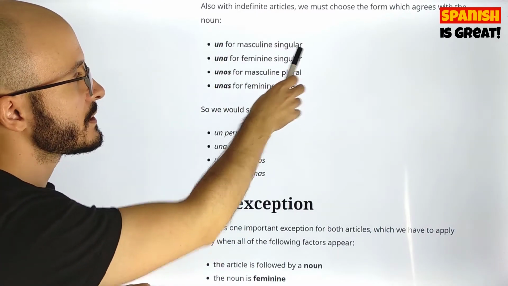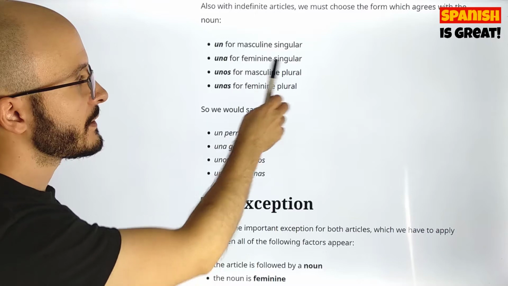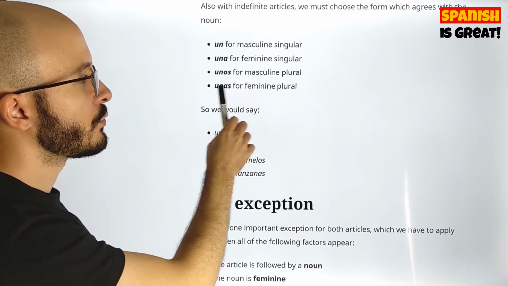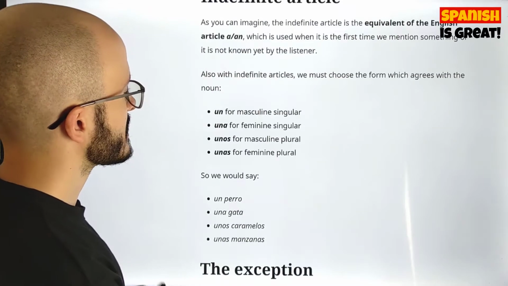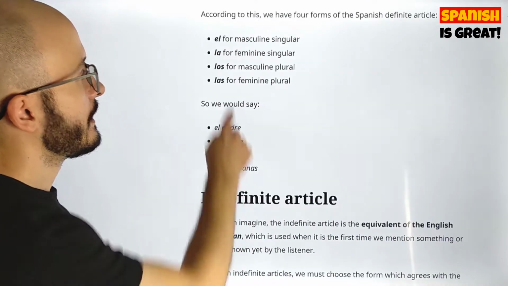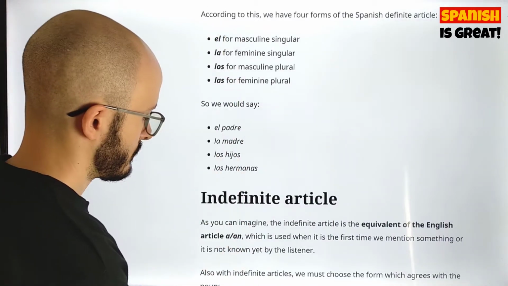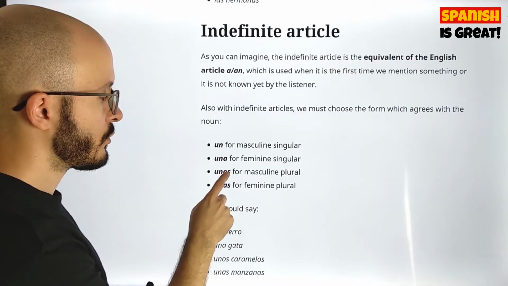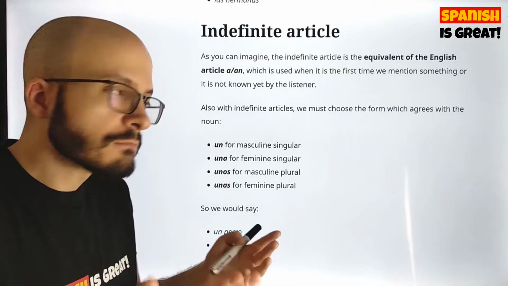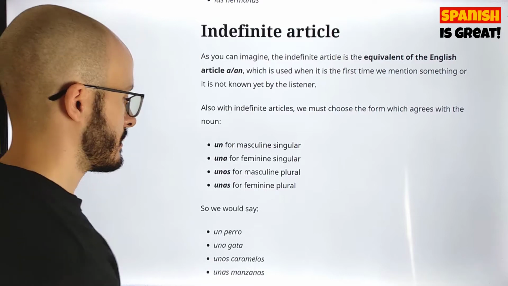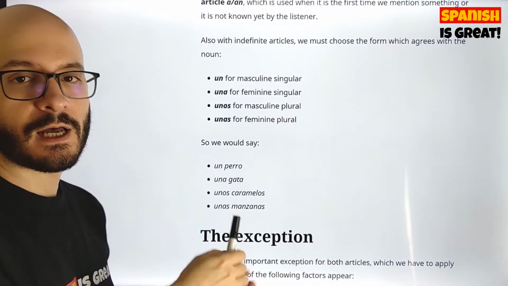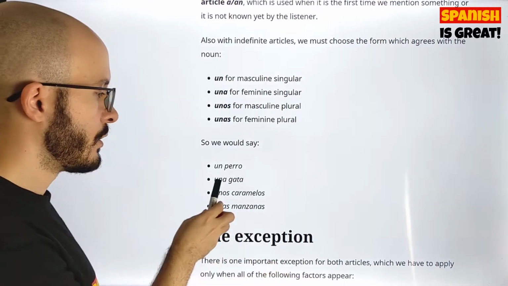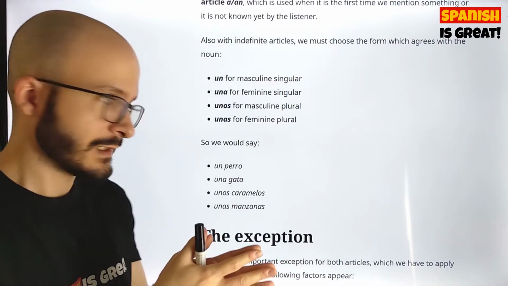Un for masculine singular, una for feminine singular, unos for masculine plural, unas for feminine plural. So we see that it's pretty much the same, no? It's like la, los, las, el. Then una, unos, unas, un. So in general, I would say it's quite simple. So we would say un perro, no? A male dog. Una gata, a female cat.